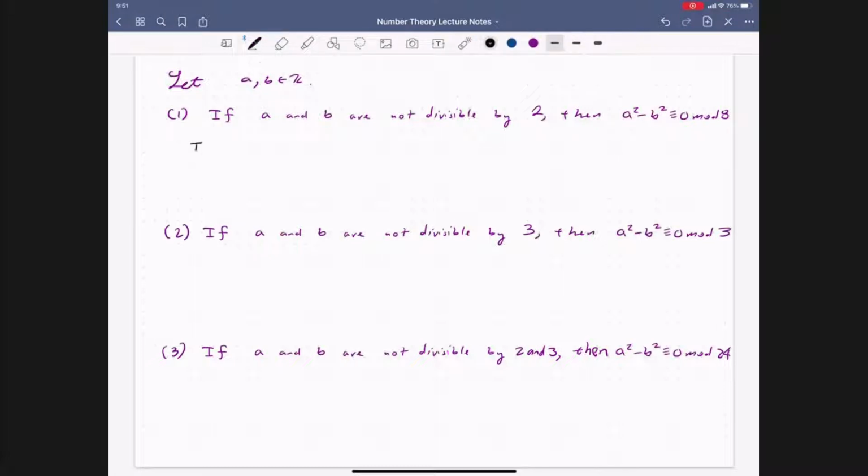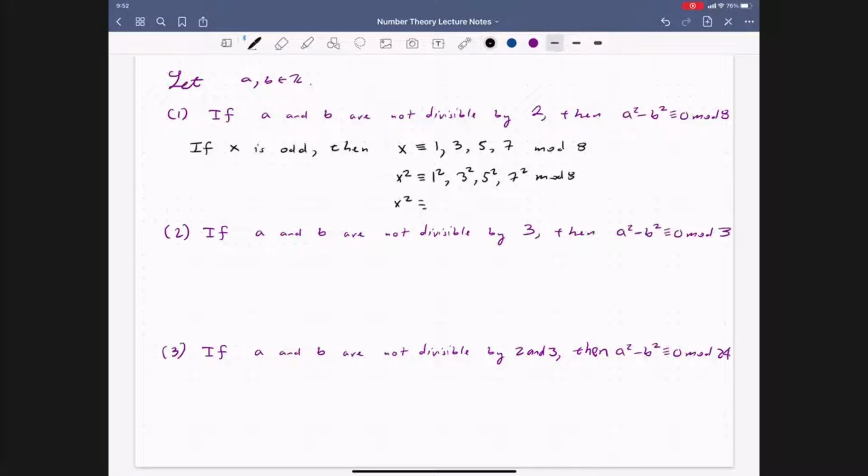So the first observation is that if x is odd, then if we're reducing modulo 8, that means that modulo 8, this is either 1, 3, 5, or 7 mod 8. So we have these four possibilities. So if we look at x squared, this is going to be either 1 squared, 3 squared, 5 squared, or 7 squared mod 8.